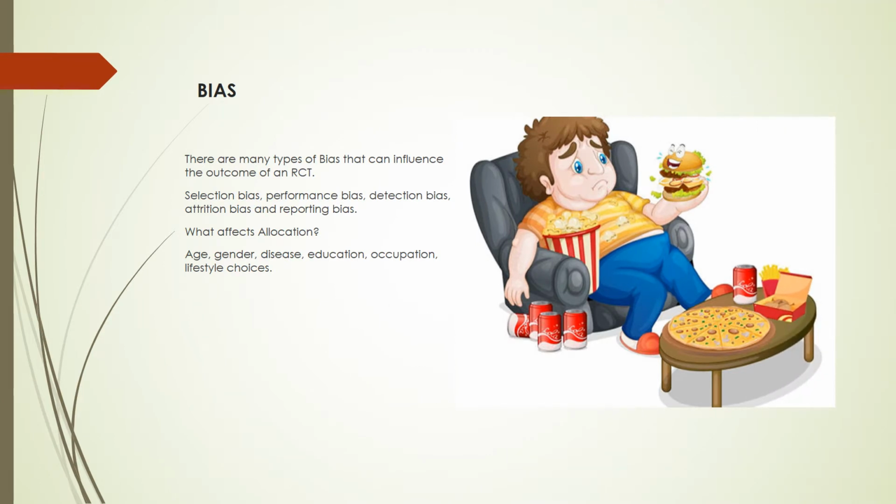There are different kinds of bias that can affect a study: selection bias, performance bias, detection bias, attrition bias, and reporting bias. Having a look at the picture over here, we have age, gender, disease, education, occupation, lifestyle choices. This is a definite lifestyle choice here, which would absolutely be affecting the outcome or the distribution of participants within a study.